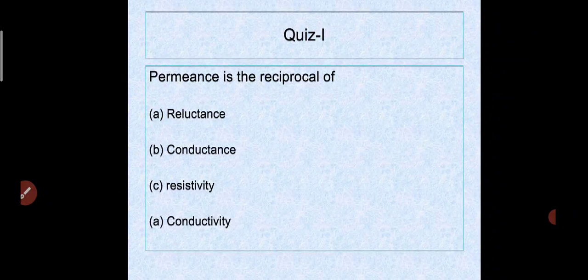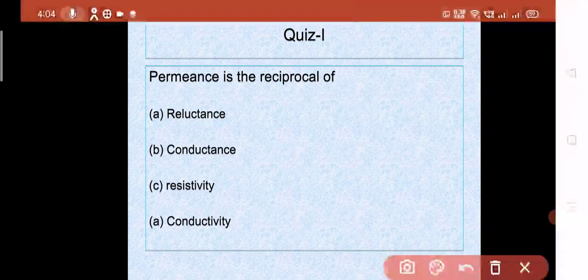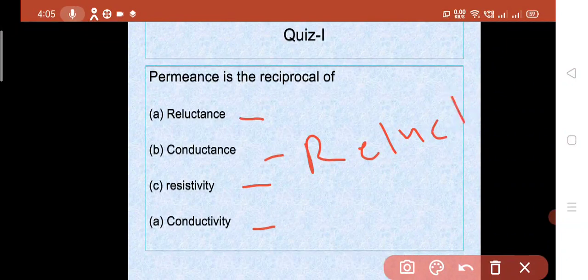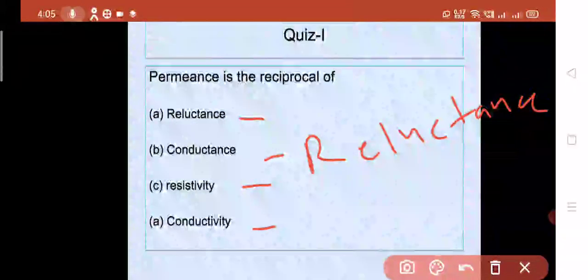And here are some small questions. Permeance is the reciprocal of: A reluctance, B conductance, C resistivity, D conductivity. The answer is reluctance.